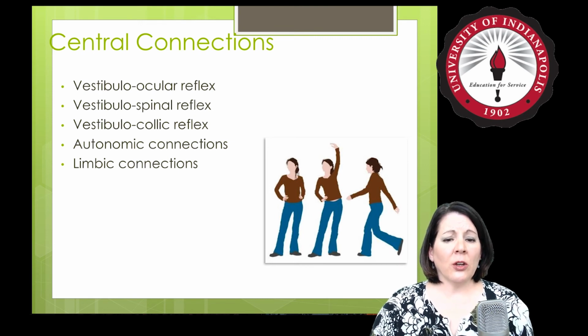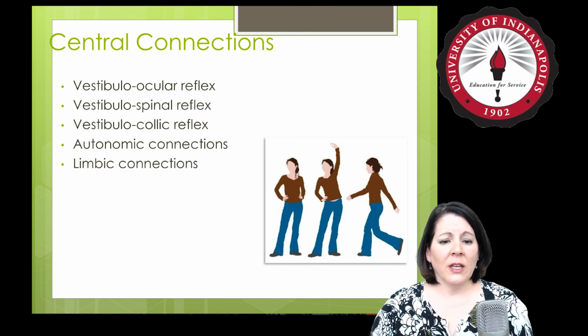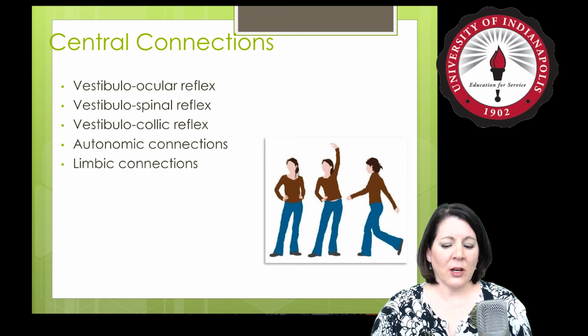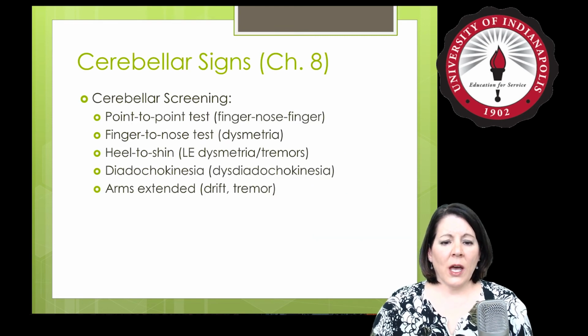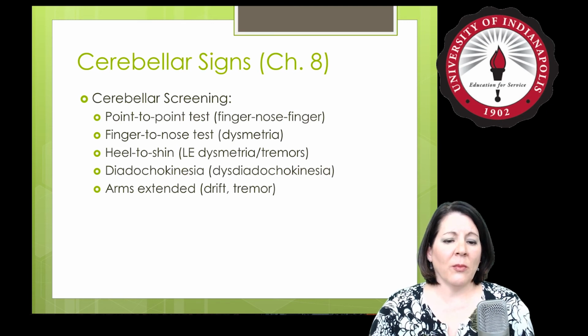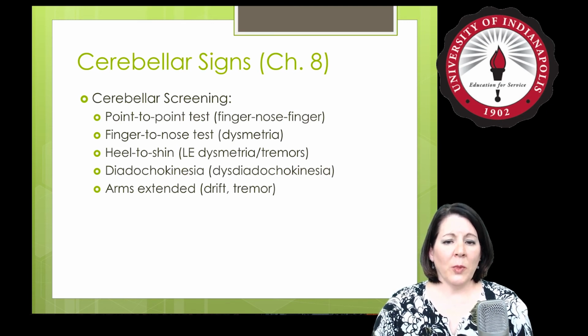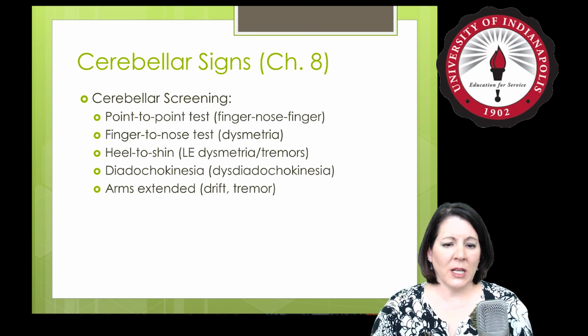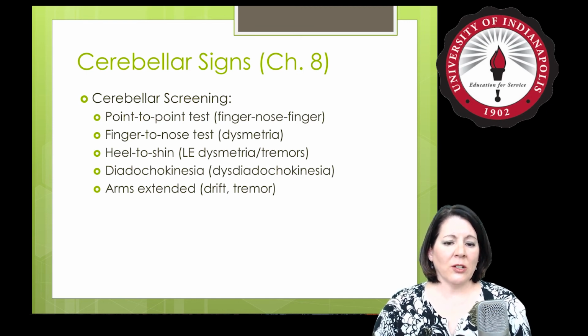So as you'll recall, there are these central connections that we have in our vestibular system. And in particular, some of the ones that we're going to be concerned about today are the vestibulospinal and vestibulocollic reflex, and some of the things that we're going to be seeing, especially when the cerebellum is impaired. So how do we take a look at cerebellar signs? You might have learned how to do a cerebellar screening previously, but there's some good directions in Chapter 8, and you can also take a look at the videos provided for you by the textbook on cerebellar screening.